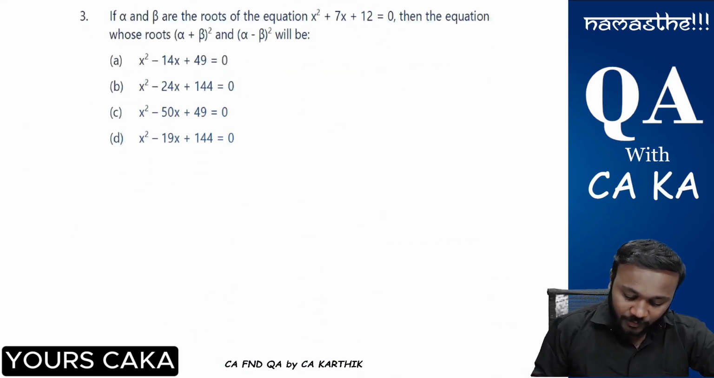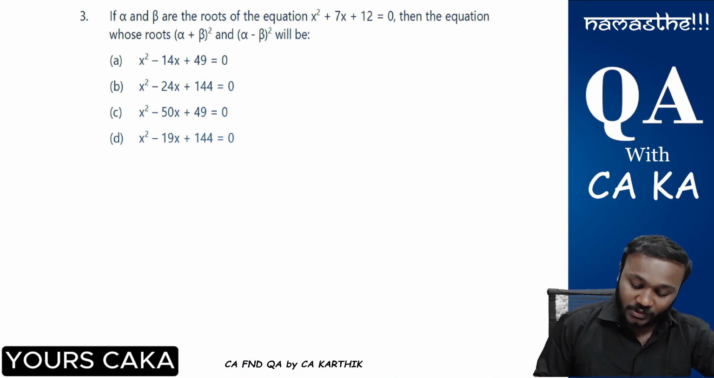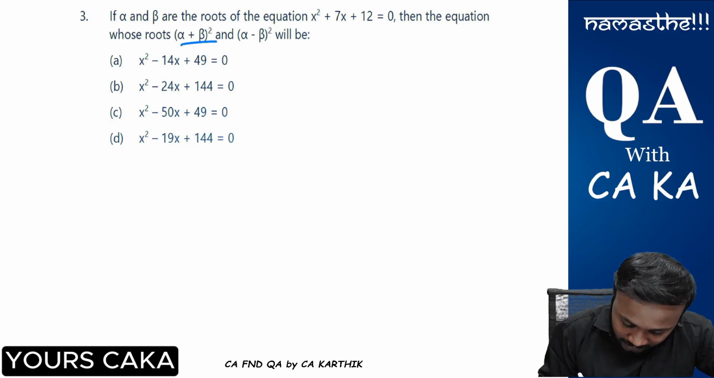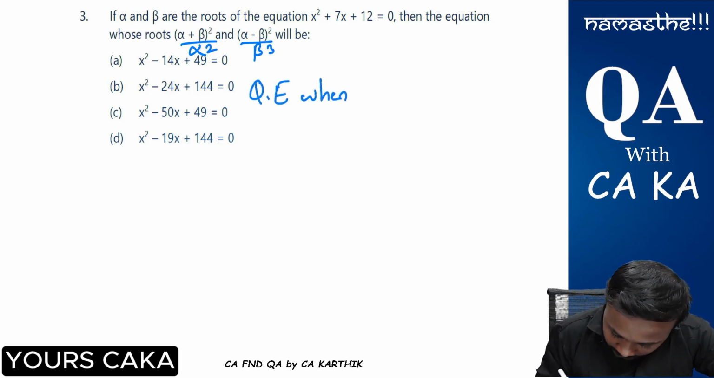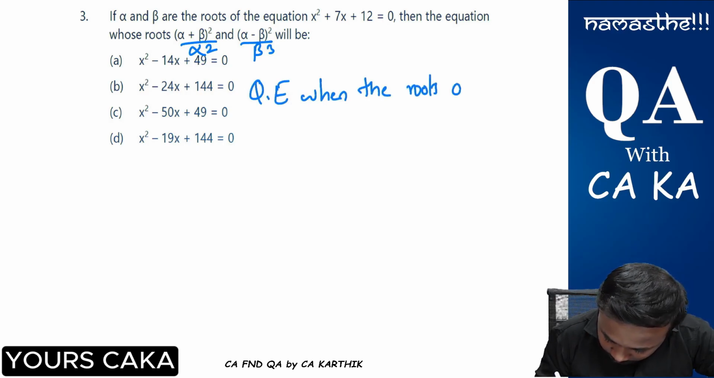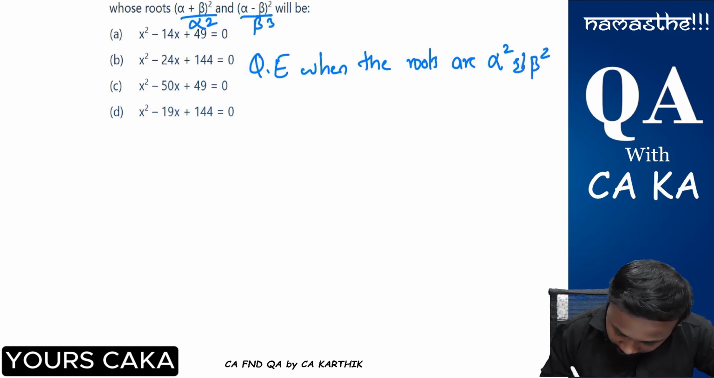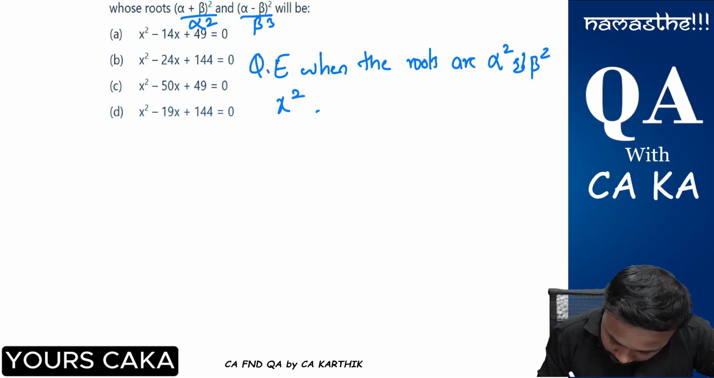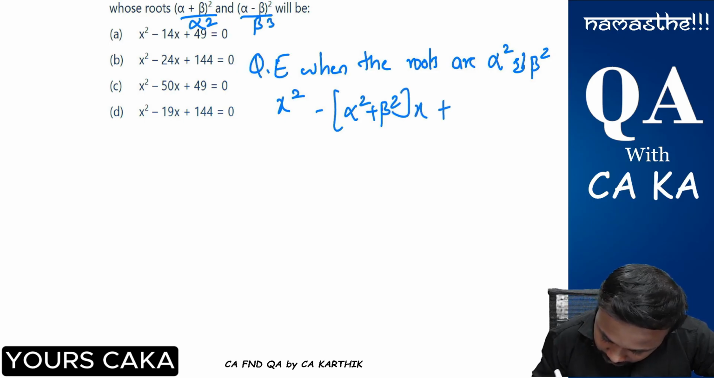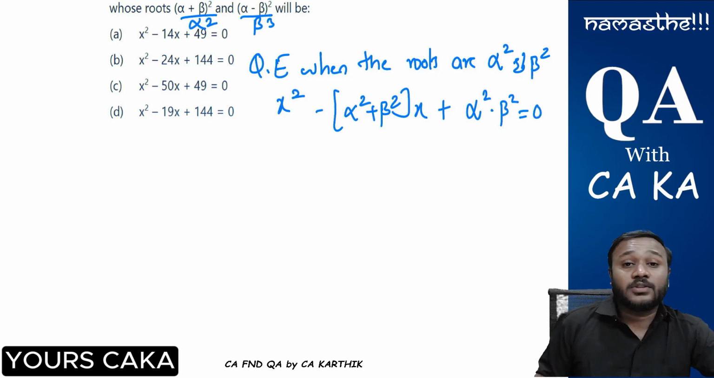Now third question. If alpha and beta are the roots of the equation x square plus 7x plus 12 equal to 0, then the equation whose roots are alpha plus beta whole square and alpha minus beta whole square will be. So this is like alpha and this is your beta, like alpha square and beta square. Now you should know that in a quadratic equation when the roots are alpha square and beta square, the equation will be x square minus (alpha square plus beta square) x plus alpha square into beta square is equal to 0. So this is the equation.